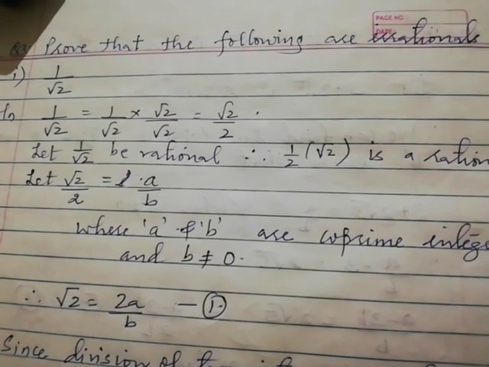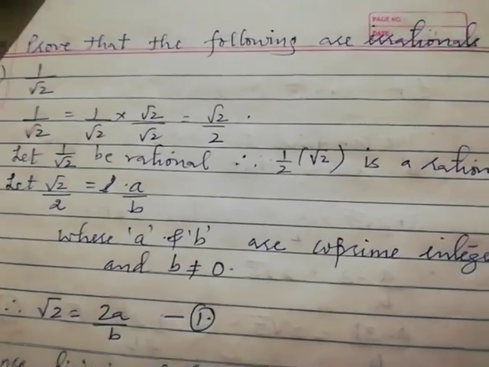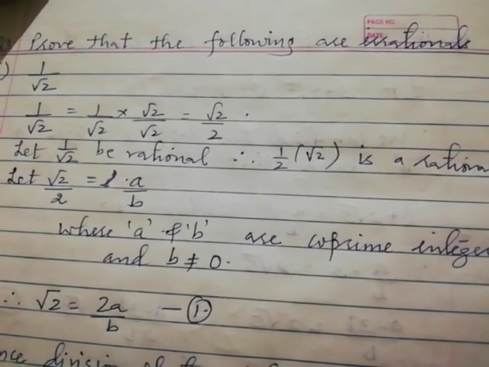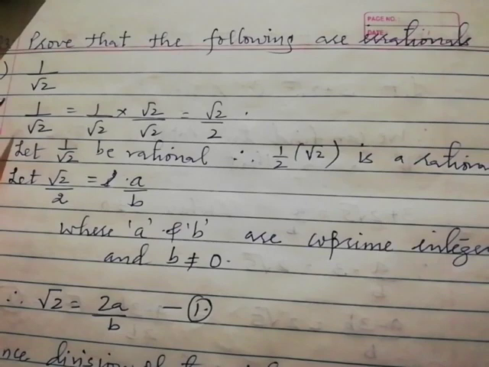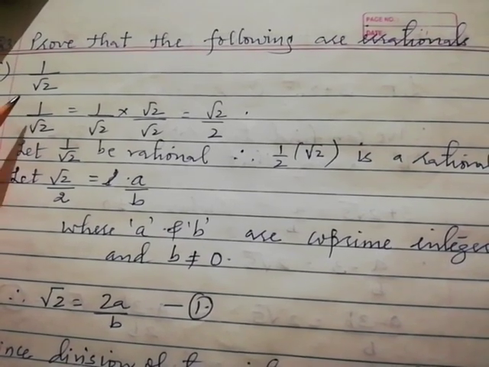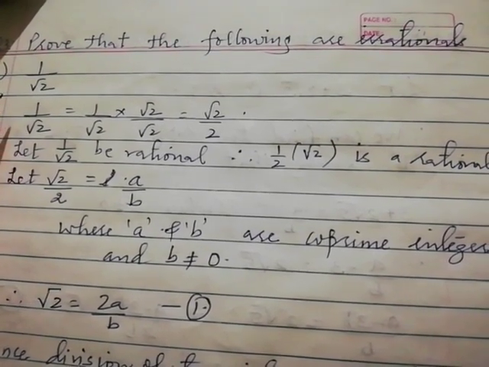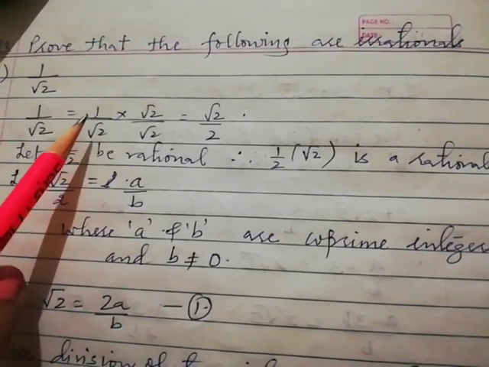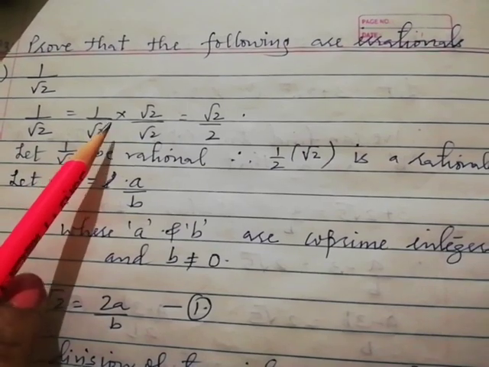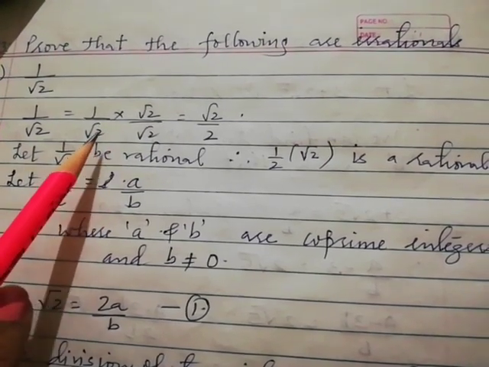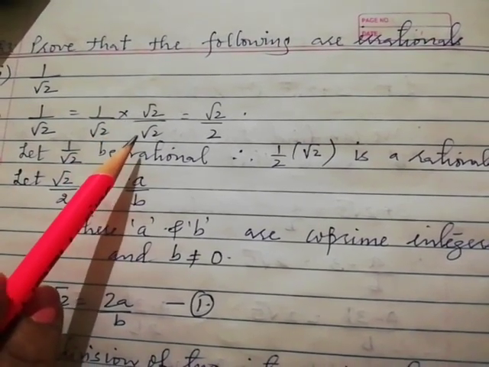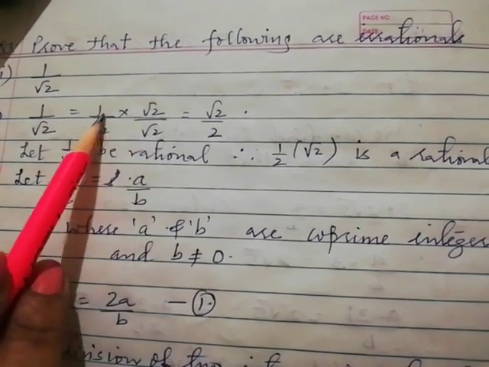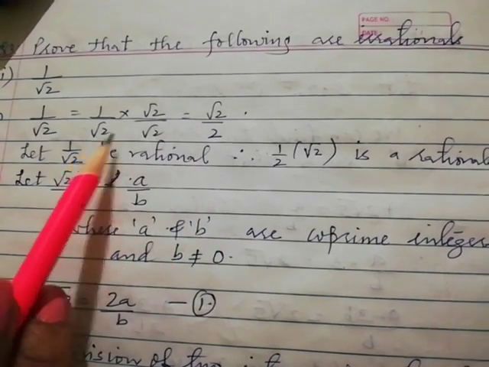Now question number 3. Prove that the following are irrationals. First, 1 upon root 2. Now whenever we find an irrational number in the denominator, we have to make it a rational number. So we rationalize it. And how do we rationalize it? We write the expression as it is, 1 upon root 2, and we multiply the numerator and denominator by the denominator so as to rationalize. So we multiplied by root 2 up and down. So 1 into root 2 is root 2, and root 2 into root 2 is 2.